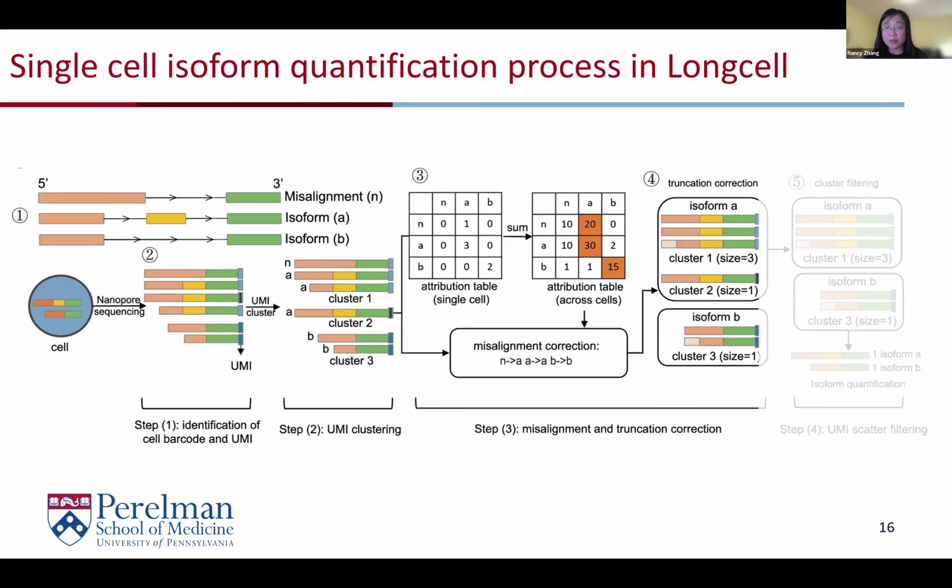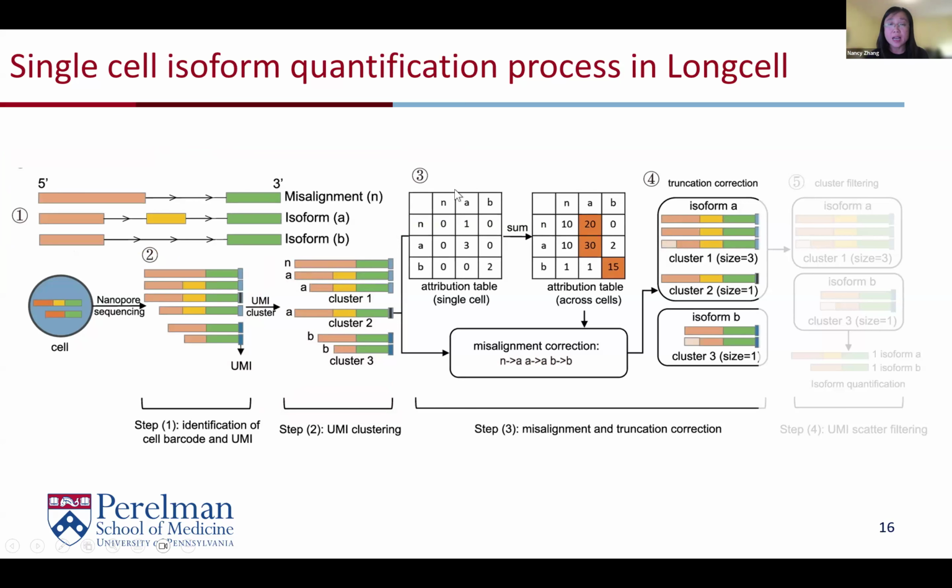And now, this is a very important step: misalignment and truncation correction. Misalignment is a problem I just showed you. Truncation is a common issue in nanopore sequencing because oftentimes there's early truncation, so you don't actually get to see the entire isoform. So you would like to correct that mistake as well.